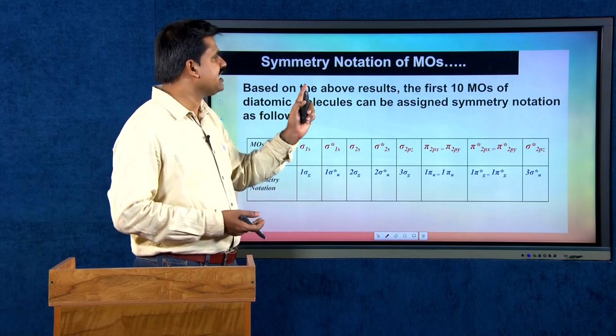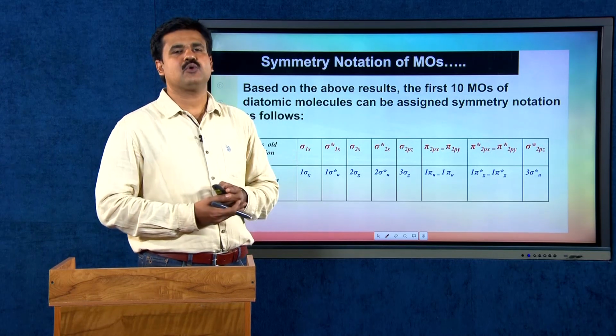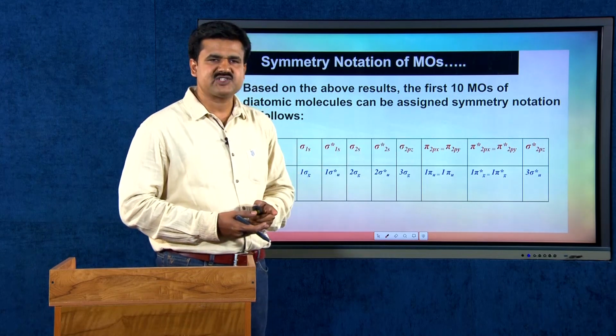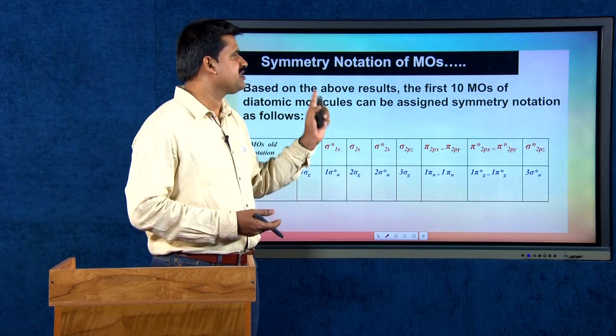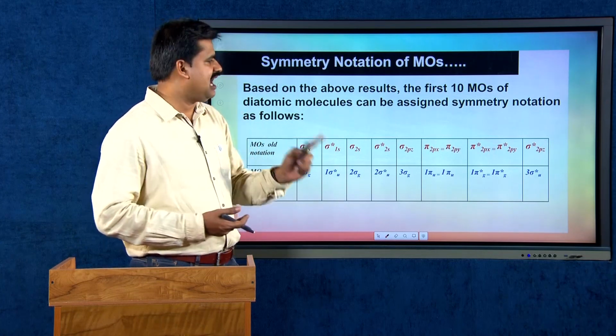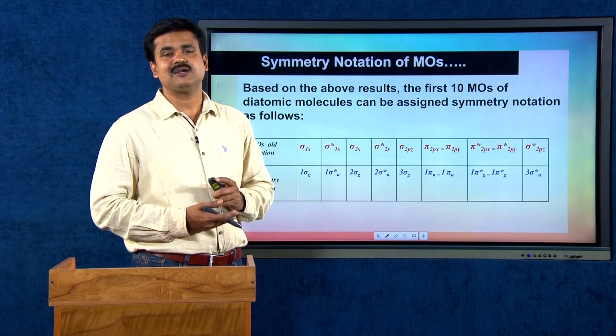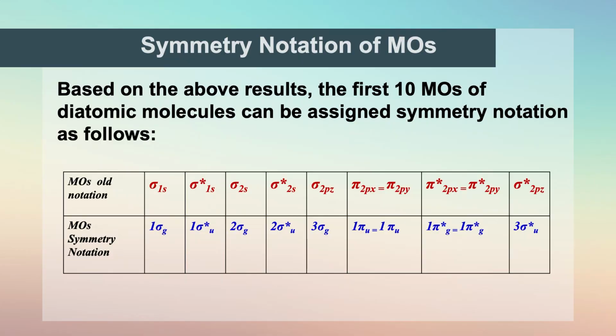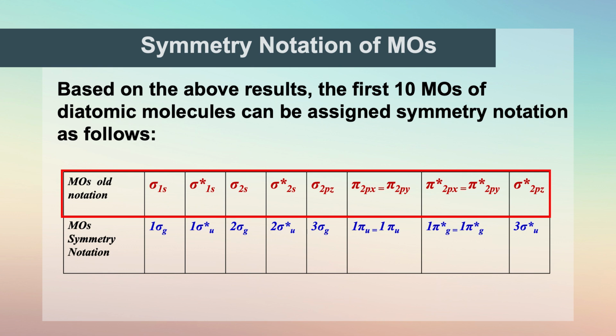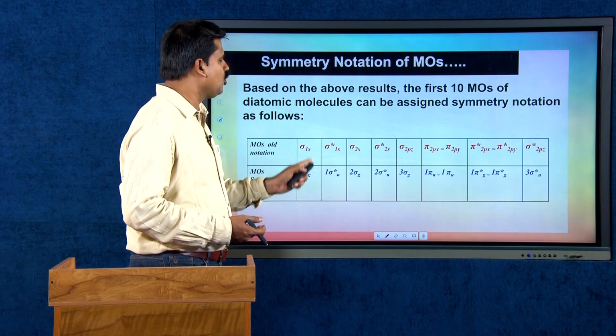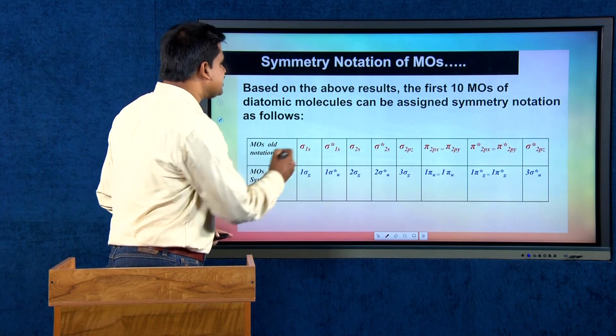Thus, based on the above results, the first 10 molecular orbitals can be assigned symmetry notation, and this is the tabular illustration of it. We have the first common 10 molecular orbitals: sigma 1s, sigma star 1s, sigma 2s, sigma star 2s, sigma 2pz, pi 2px equal to pi 2py, pi star 2px equal to pi star 2py, and finally sigma star 2pz. Each orbital is transformed into symmetry notation like this.